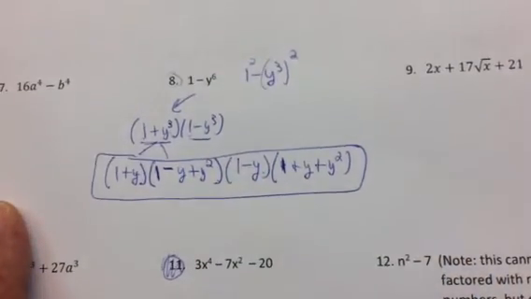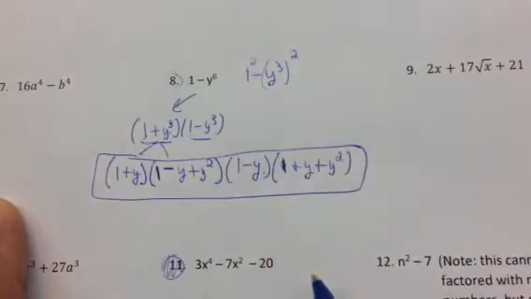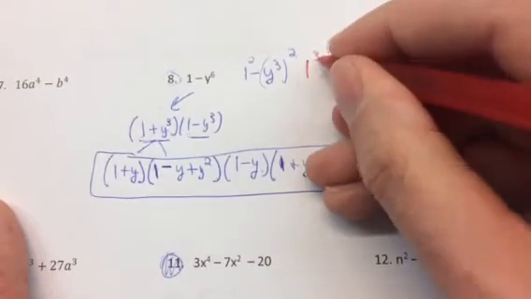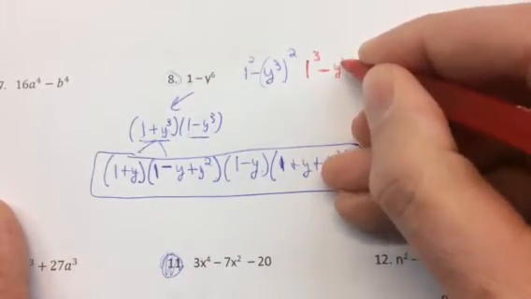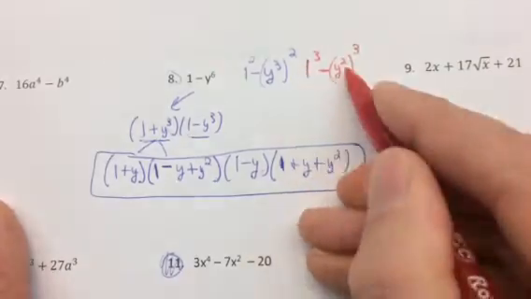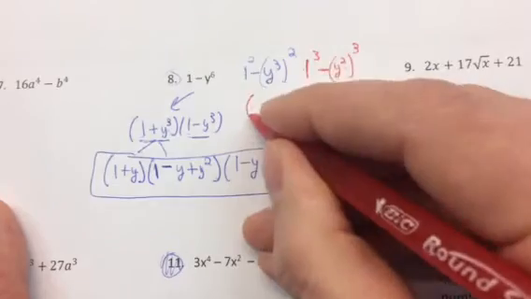There was another possible way we could have done this, though. What if instead of thinking of this as 1 squared minus y cubed squared, what if we thought of this as 1 cubed, because 1 times 1 is 1, minus y squared cubed. Now it's the difference of 2 cubes. And so we could factor it like this.